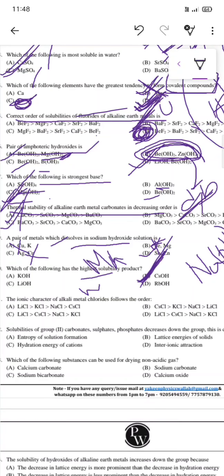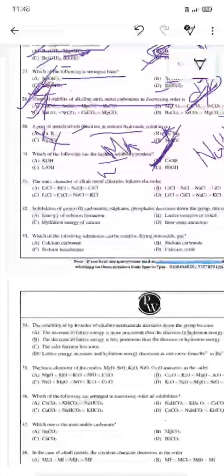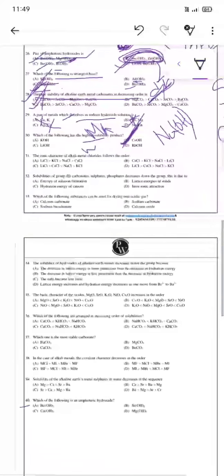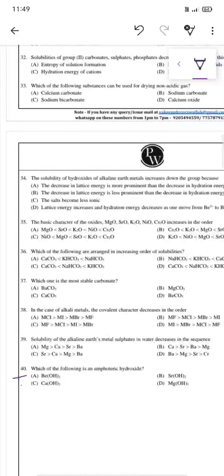Okay, how many questions left? 40. Again 10 questions left. It is given 33 minutes, but actually 50 minutes have already gone. Okay, so I'm taking too much time. It is very bad. Again 10 questions left.